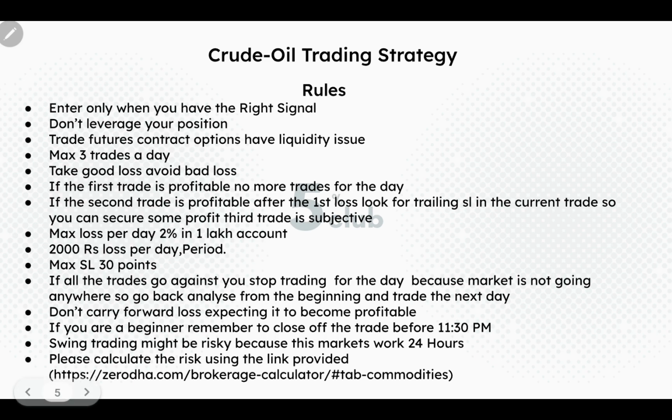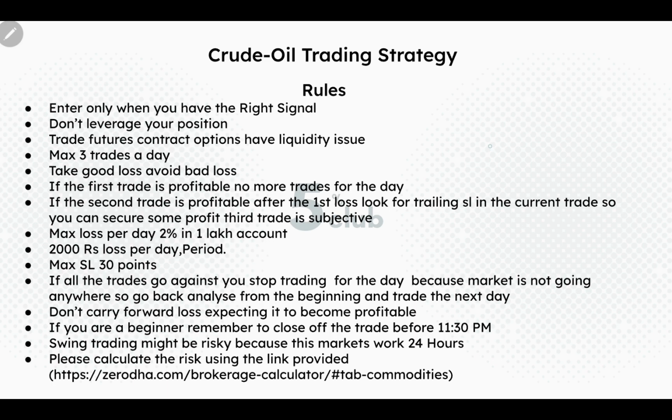Max loss per day is 2%. I'm saying this for a 1 lakh rupee account. So basically you are losing only 2000 rupees per day, not more than that. Maximum you have is 3 trades. That's it. Don't trade more than that. That is 500 if you trade in two lots. If you keep a 25 points stop loss, that is 250 rupees per lot.